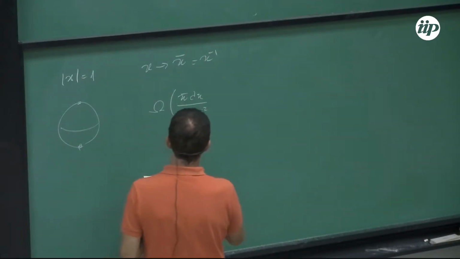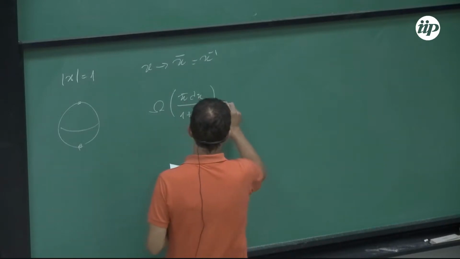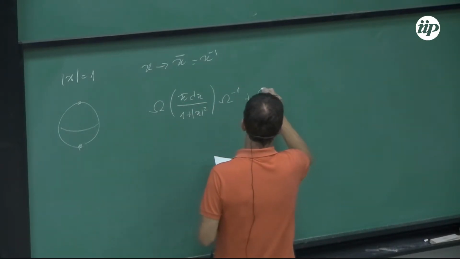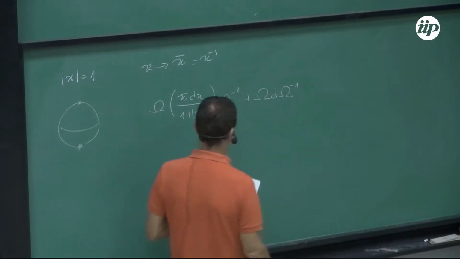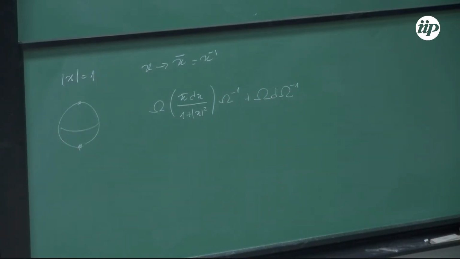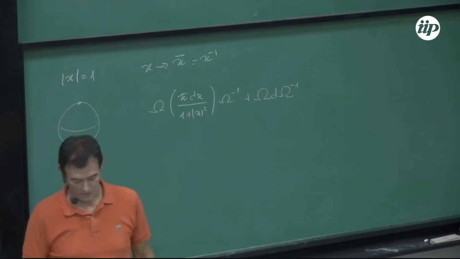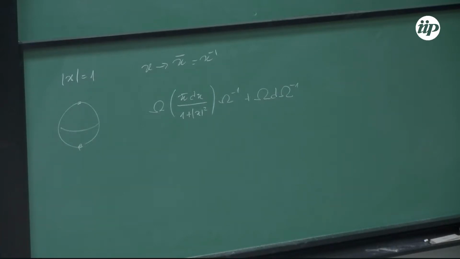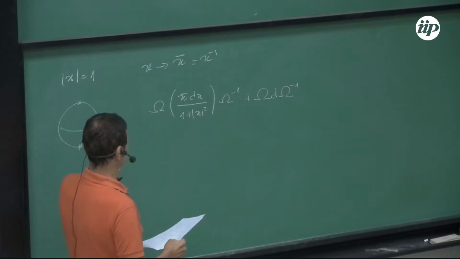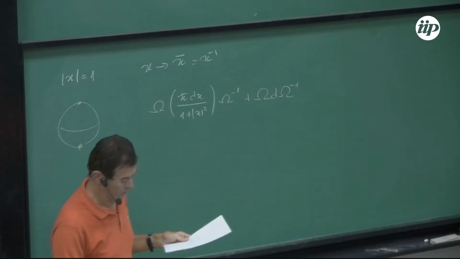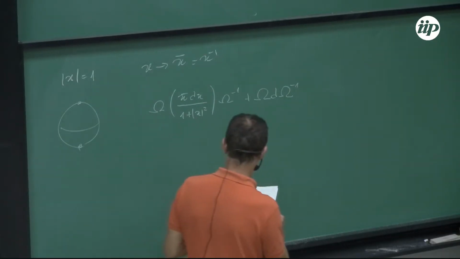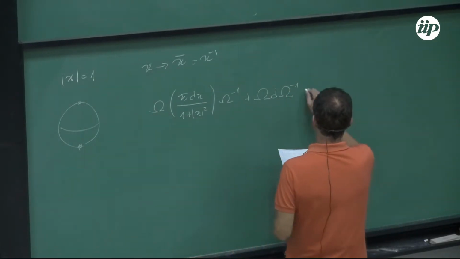So you have this one, then omega minus 1 plus omega d omega minus 1. I'm just writing a gauge transformation. I want to see what happens when I go from the first chart, which is the north pole, to the second chart. What happens to this gauge field? I want to understand what the properties of this object are. Okay, this is the last exercise. Then we'll start talking about new things, but we need them to do this.